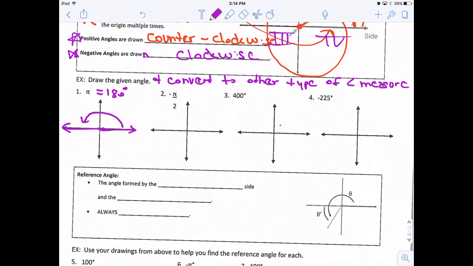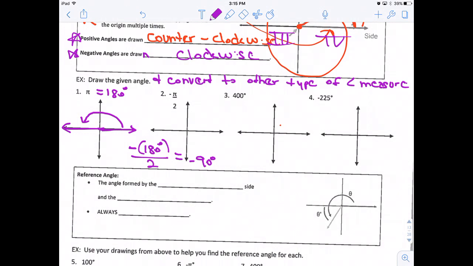So number 2, we have negative pi over 2, and I just want to say again, we know that pi is 180 degrees, so the fastest thing to do to convert to the other type of angle measure, which would be degrees, is to literally, instead of pi, put 180 degrees in, and that's what you would have seen in the conversion video, and so that is giving me a negative 90 degrees.